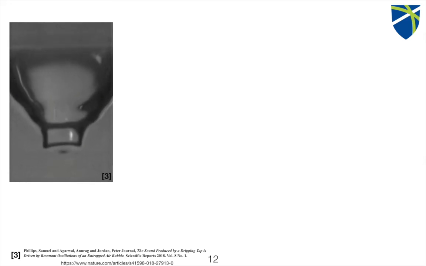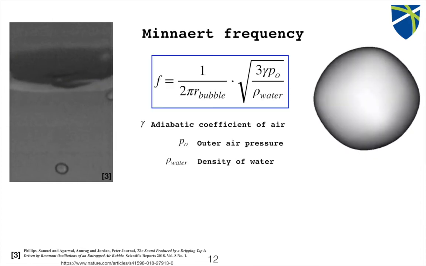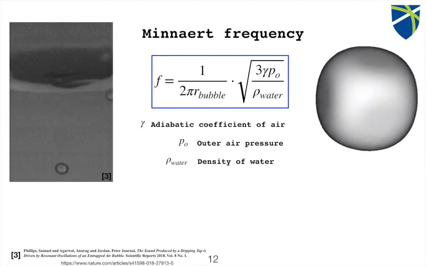On the left, you can see a bubble which is being plugged underwater by an incoming droplet, and we see that it oscillates at a certain frequency known as the Minnaert frequency. The oscillation of this bubble is proportional to 1 over the bubble radius and can be calculated by this formula.